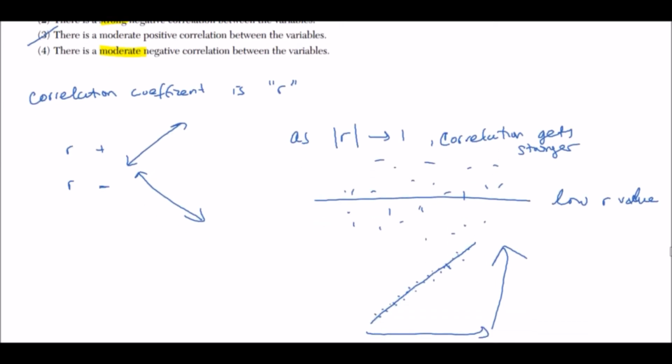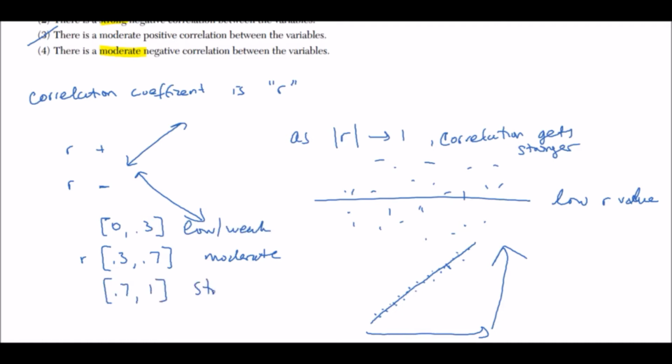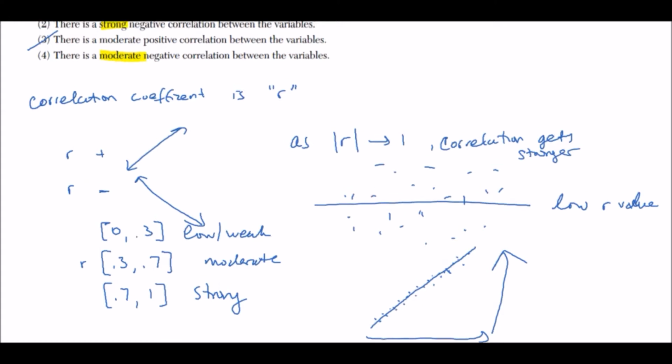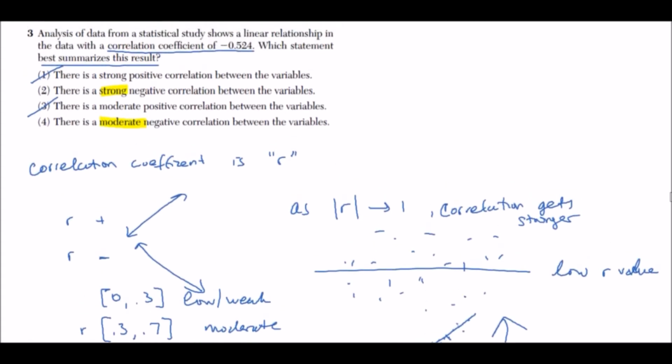So as a general category here, if you get something between like 0.3 and 0.7 for the R, that's considered a moderate correlation. If we get between 0 and 0.3, that's a low or a weak correlation. And if we get something between 0.7 and 1, that is a strong correlation. 1 would be considered a perfect correlation. That would mean all of the variables actually line up in a straight line. But in this case, it looks to be pretty squarely in our moderate correlation. So this is going to be choice 4.